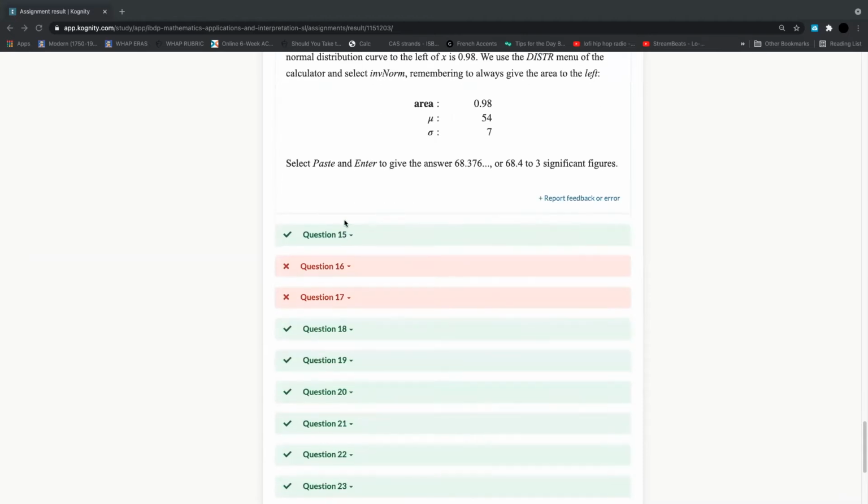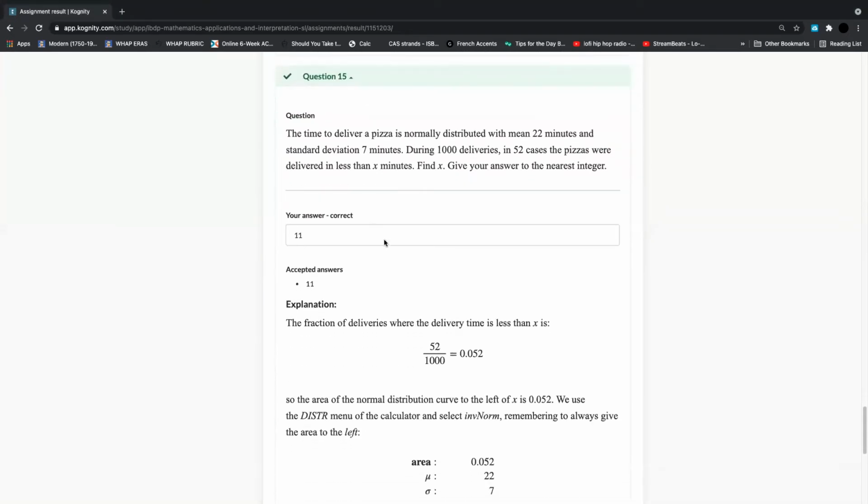Okay, moving on to 15. So this follows the same concepts as the last question, but a little bit different. The time to deliver a pizza is normally distributed with a mean of 22 minutes and a standard deviation of 7 minutes. During 1,000 deliveries, in 52 cases, the pizzas were delivered in less than X minutes. Find X. Give your answer to the nearest integer.